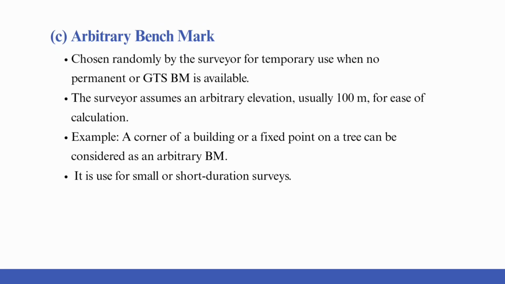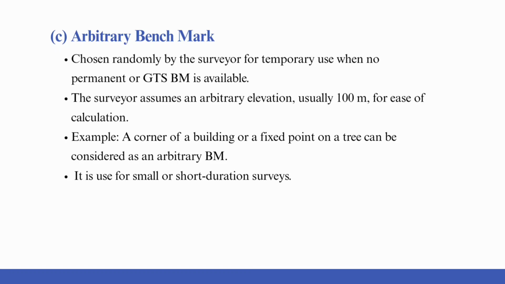Now the next type of benchmark is an arbitrary benchmark. An arbitrary benchmark is chosen by the surveyors when no permanent or GTS benchmark is available. An assumed elevation of 100 meters is given for convenience, and this is used for small scale or short term surveys but not for official projects.